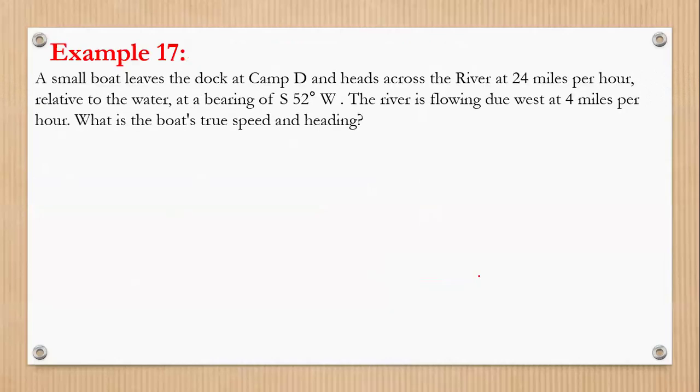Let's look at an example now. It says a small boat leaves the dock at Camp D and heads across the river at 24 miles per hour relative to the water, at the bearing of S 52 degrees W. The river is flowing due west at 4 miles per hour. What is the boat's true speed and heading?